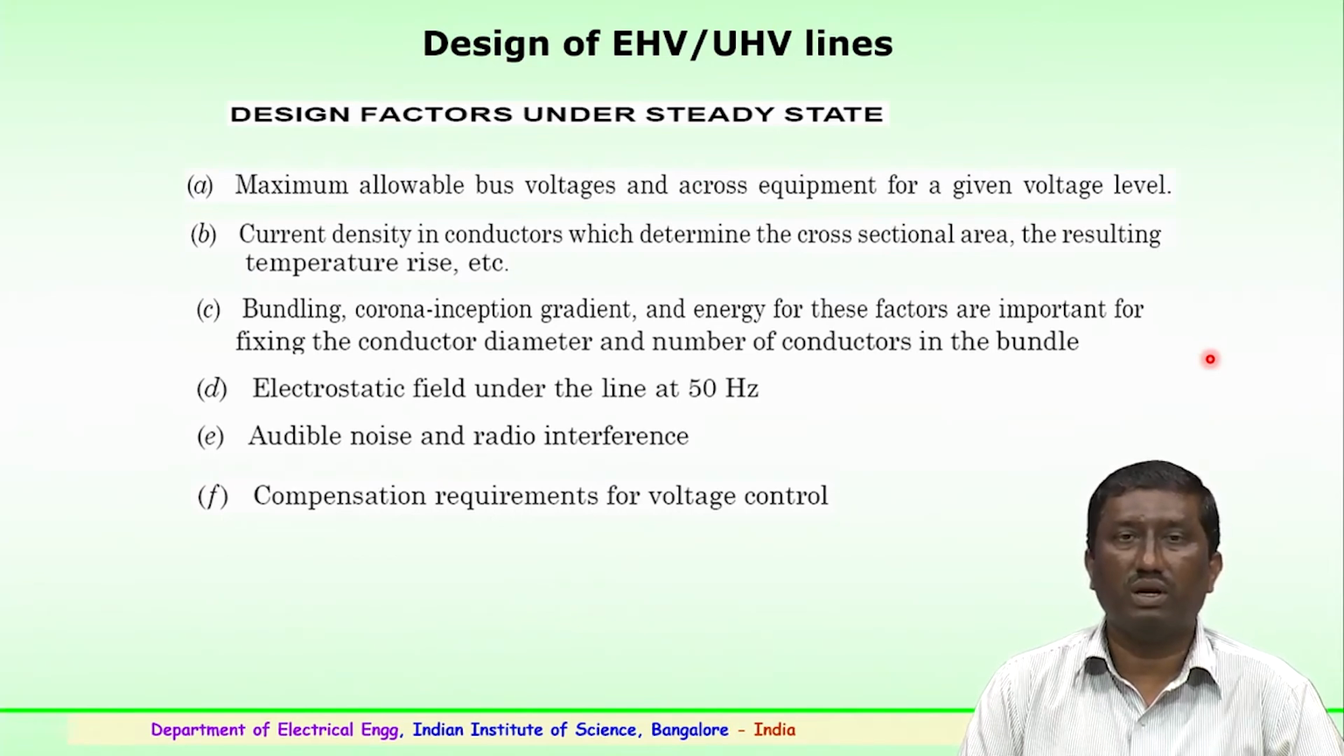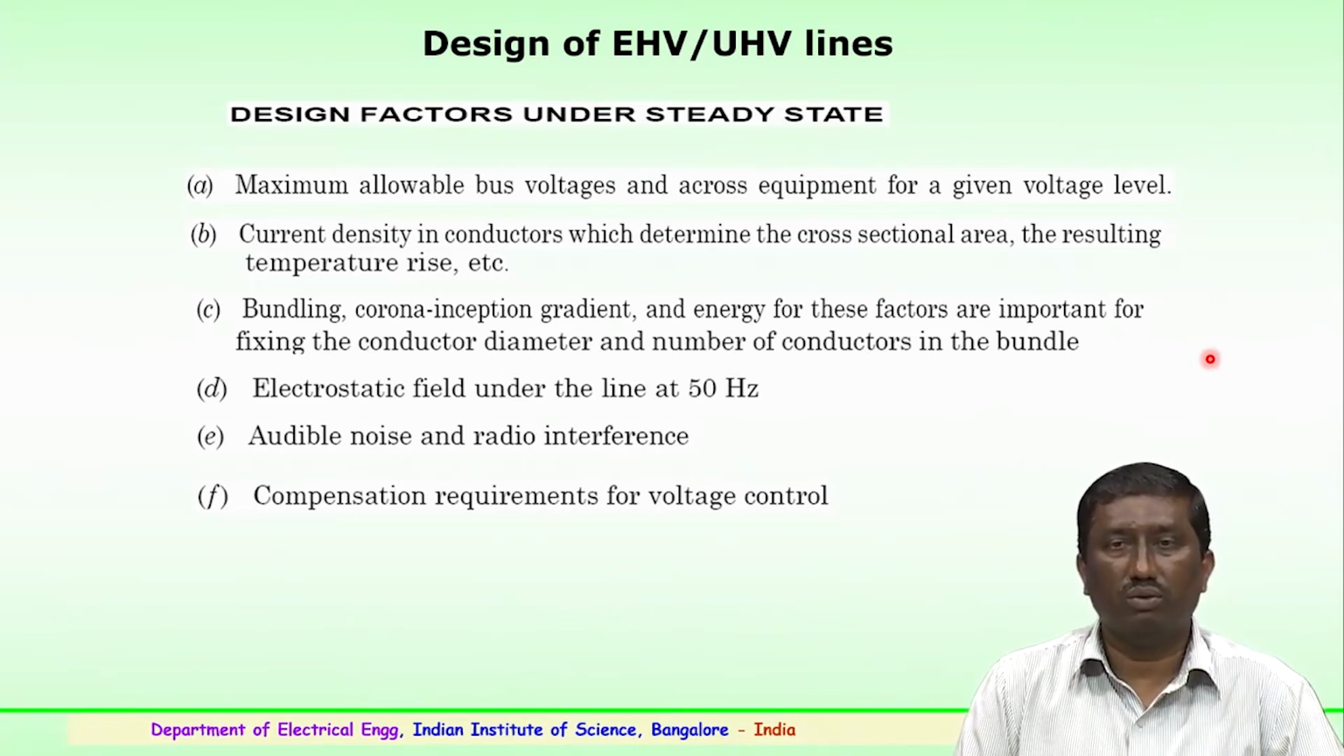What is the voltage level, how much bundling has to be carried out, and what is the corona inception gradient. This helps in fixing the conductor diameters and number of conductors, whether to go in for a twin bundle, a quadruple bundle, or a hexagonal or octagonal bundle, depending upon the voltage level to be transmitted.